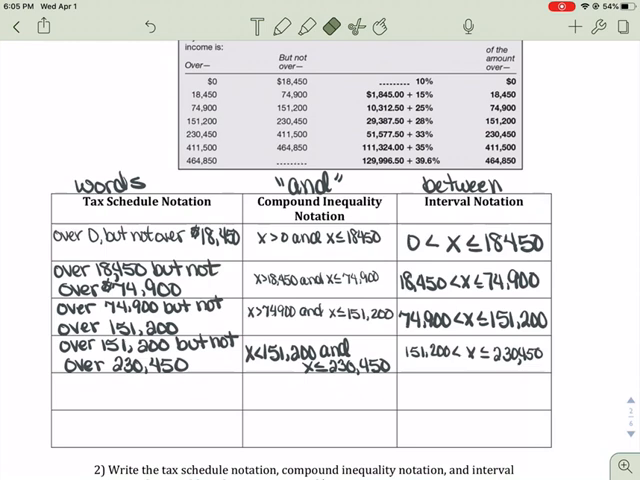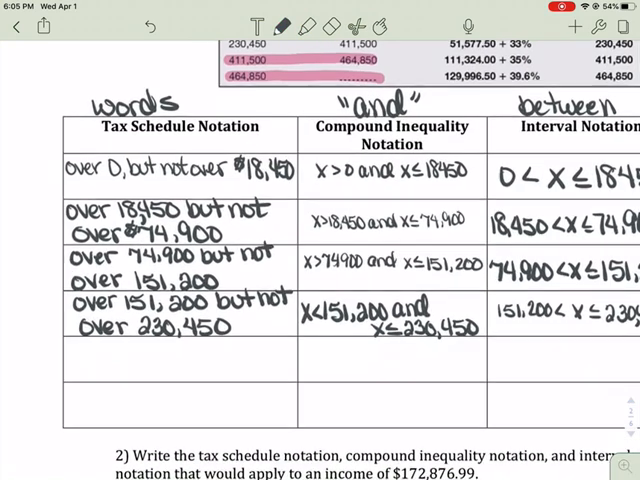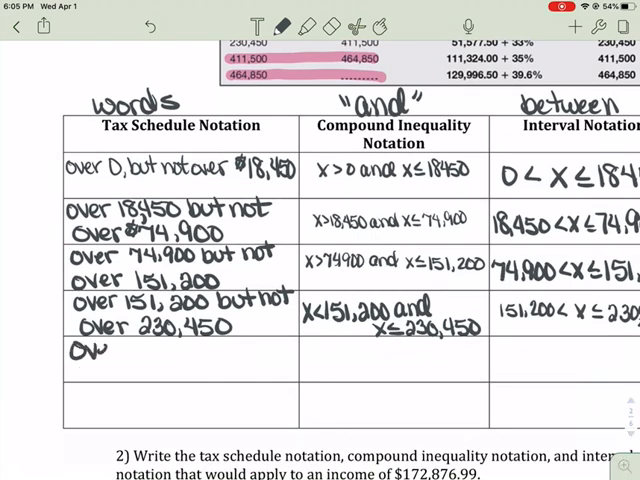I left the last two lines blank. Okay, so you're going to be doing this interval and then this interval, and let's see how we do. Okay, let's see what I came up with. So I have over 411,500, but not over 464,850.